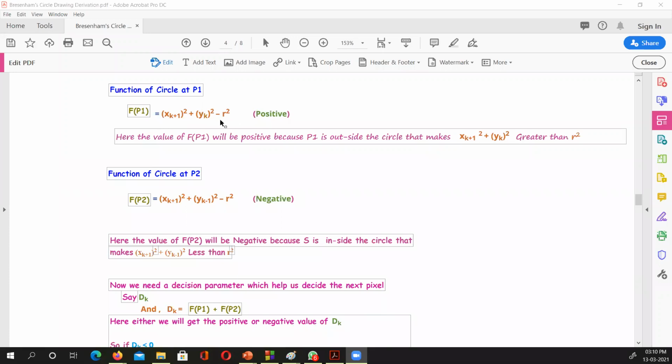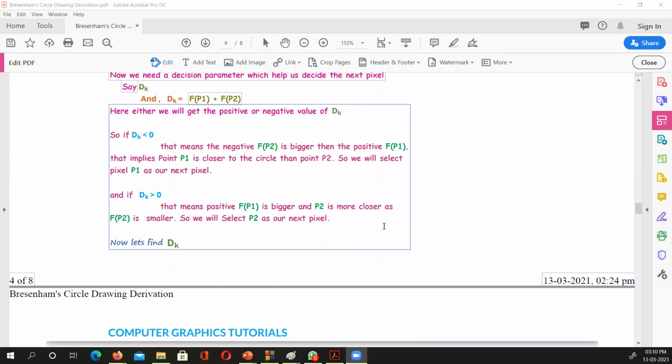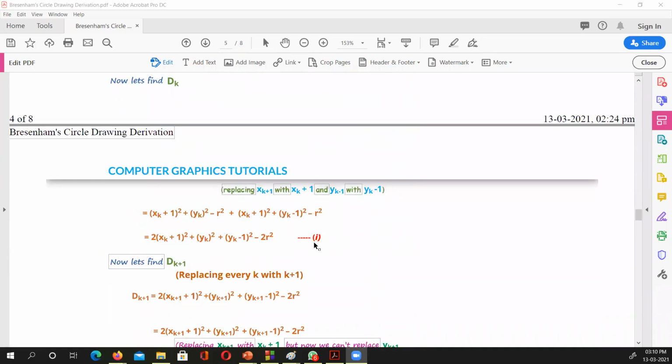This is the function of P1 where x is xk plus 1, y is yk minus 1, and in this case x is xk plus 1. So if we add them together, we know this becomes twice the same. xk plus 1 is in both P1 and P2. So this becomes twice xk plus 1 whole square, plus yk square plus yk minus 1 square, and minus r square becomes minus twice r square. So that will be our equation first when you add them together, right?